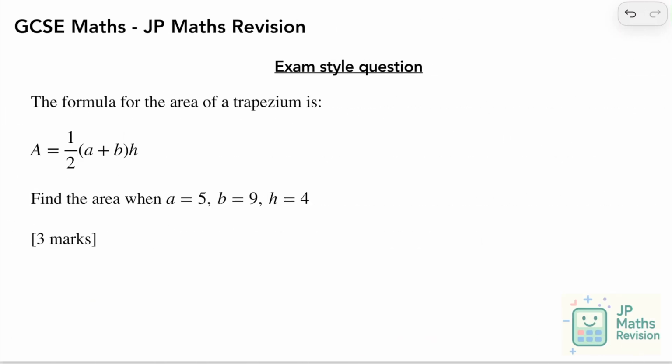So this is an exam style question. It says the formula for the area of a trapezium is given by A equals a half (a plus b) times h. Find the area when a is 5, b is 9 and h is 4. So we're going to just replace a with 5, b with 9 and h with 4.